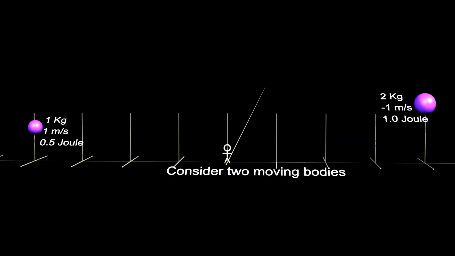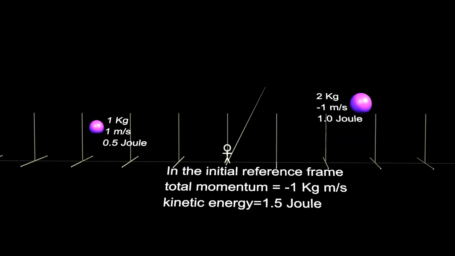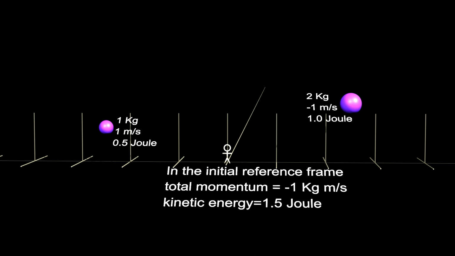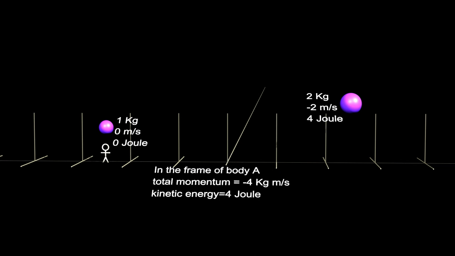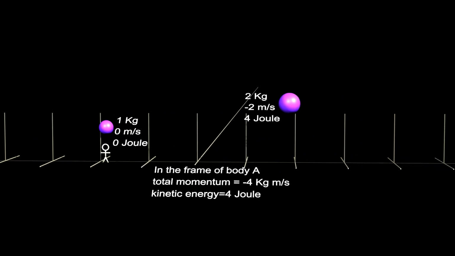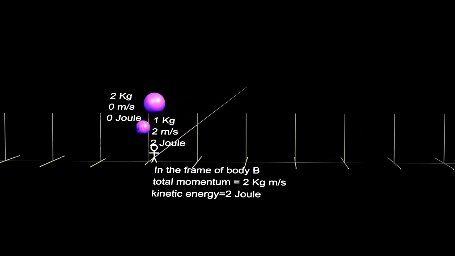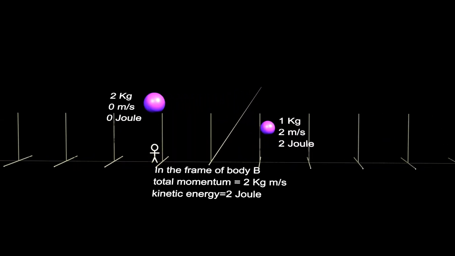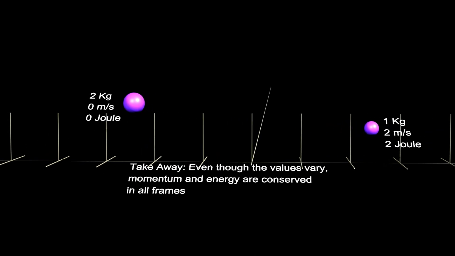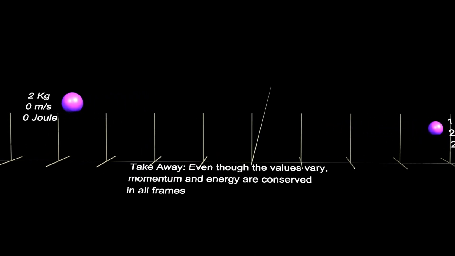Consider two moving bodies. In the initial reference frame, kinetic energy equals 1.5 joules. In the frame of body A, energy equals 4 joules. In the frame of body B, energy equals 2 joules. Remember, even though the values vary, momentum and energy are conserved in all frames.